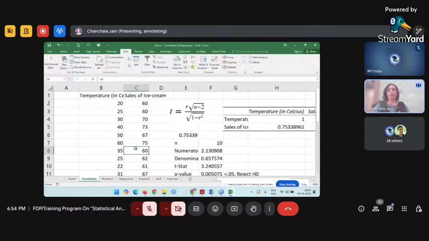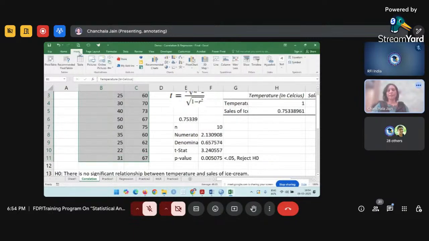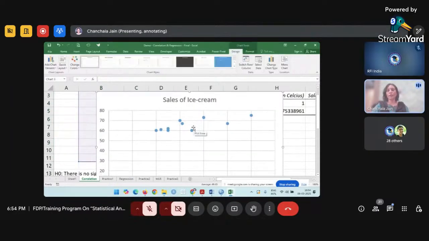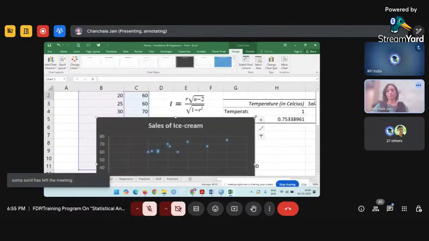One more way to understand the relationship between the two variables is the graphical way. That is using the scatter plot. So if you want to do that, you can select your variables and go to Insert. In Insert, you can find in the third row, the second option is this, that you can select. So that way also you can understand the relationship between the variables. Right? Is it okay? This is one more way I forgot to tell you.